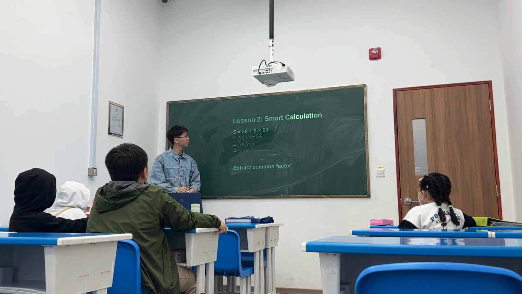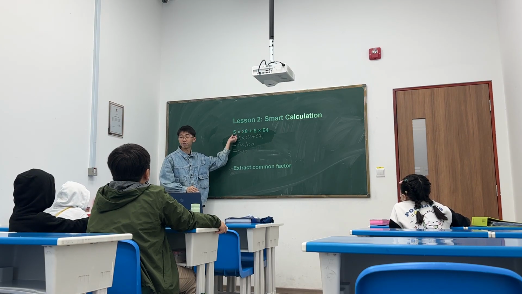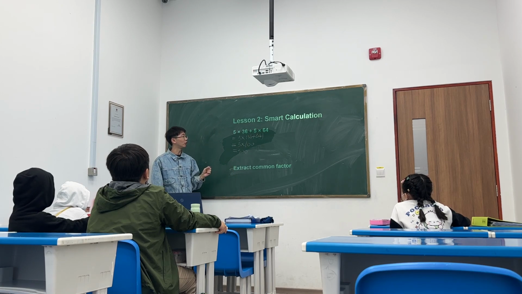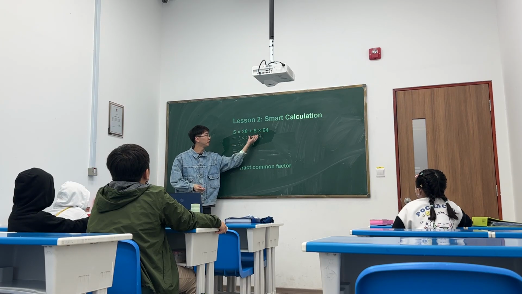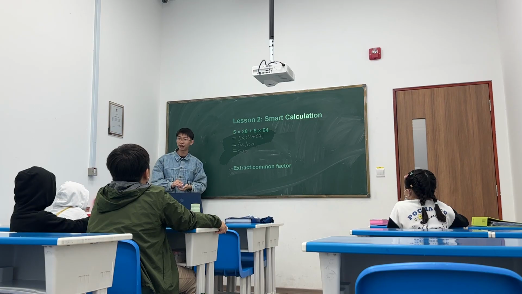Now, if you still don't understand this, you can think of it like this. We have 36 fives. Here we have 64 fives. So we try to find out in total how many fives there are. So you add these 2 numbers up. These are the total number of fives. Then times 5. This will give us the total value.